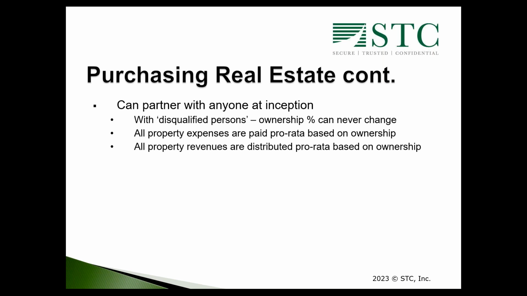All property expenses are paid pro rata based on ownership. All property revenues are distributed pro rata based on ownership. So let's just throw out an easy example. Let's say you put down 25% of the money and your retirement account puts down 75% of the money to co-purchase this asset. You do this at the inception of the transaction. So that was 25-75. So if there's an expense on this property, you're going to pay 25% of that expense, and your retirement account is going to pay 75%.